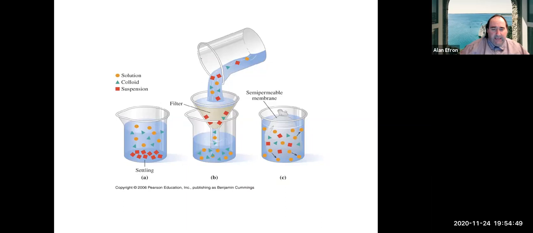As we can see here, our suspensions are the red squares, our colloids are the little triangles, and our solutions are the circles. We can see that our solutions and colloids will go through filter paper, while our suspensions get caught on the filter paper. This is a membrane, or a dialysis bag. Again, it has little channels that allow smaller particles, like solvent particles, to pass through.